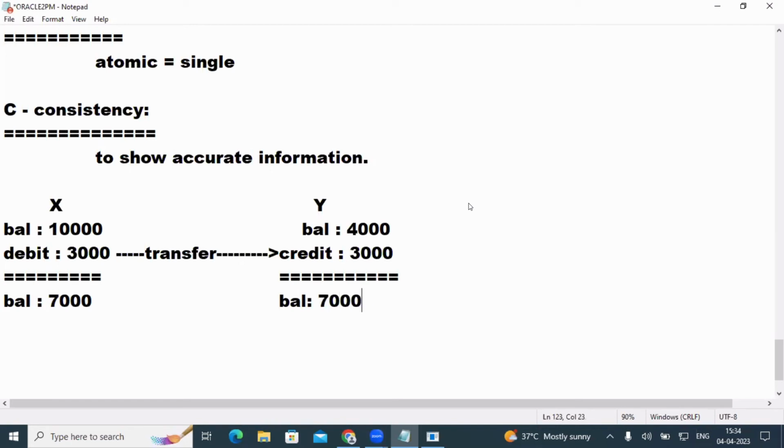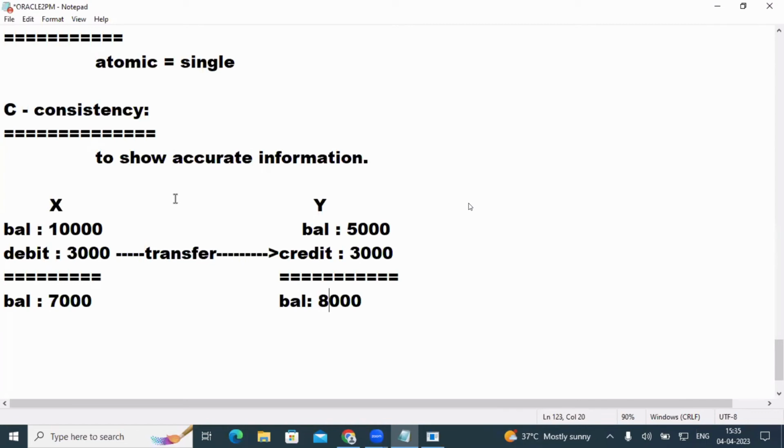Now tell me. X person's account balance shows 7,000. Y person's balance shows some amount. Suppose you get confused here, that's why I'm taking 5,000 here. 5 plus 3, 8,000. Okay, now tell me, is it accurate? Any mismatch? Accurate. How to find out?